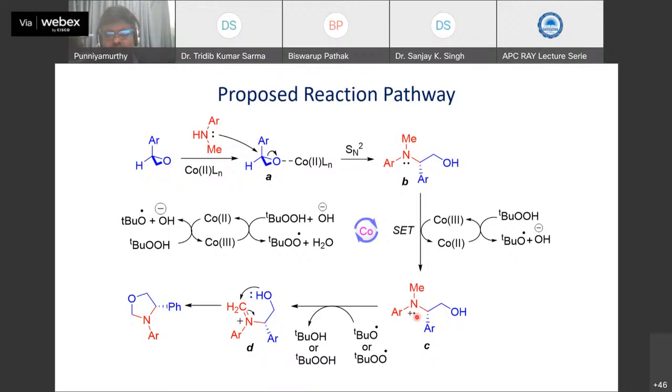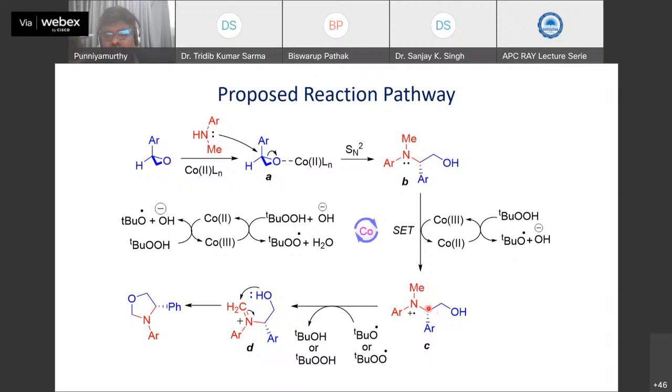Now, once you have this, the tert-butoxy radical can react with this carbon-hydrogen bond. It can form a cleavage of the carbon-hydrogen bond and generate the CH2 radical. This radical and this radical can combine here. In this way, you will be able to form the iminium ion. Once you have the iminium ion, it can undergo an addition reaction to give the product. And here, you generate the oxazolidine product.